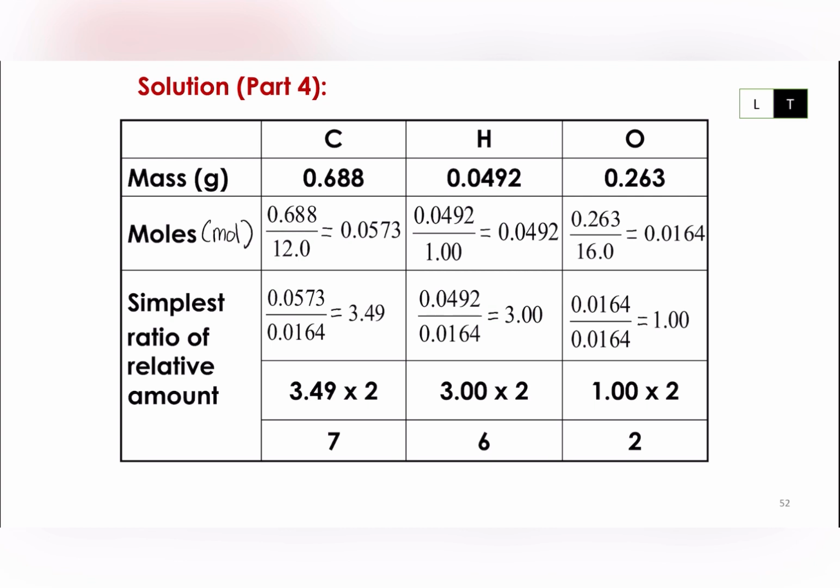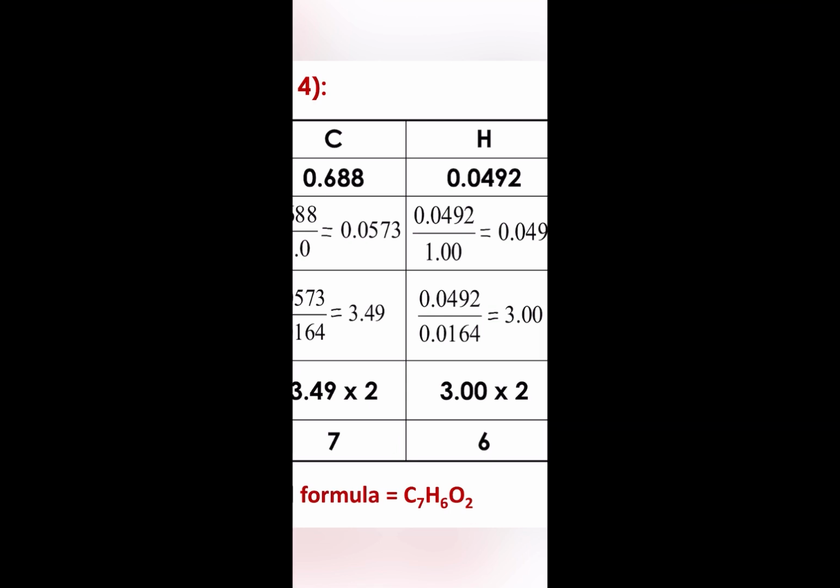Finally, you can determine the empirical formula for this case, which will be C7H6O2. So this is how you calculate and determine the empirical formula based on combustion data. It's quite different because you need to determine the mass of carbon based on CO2, mass of hydrogen based on water, H2O, and last one, mass of oxygen based on the mass of sample. After that, you can start constructing your molar table.